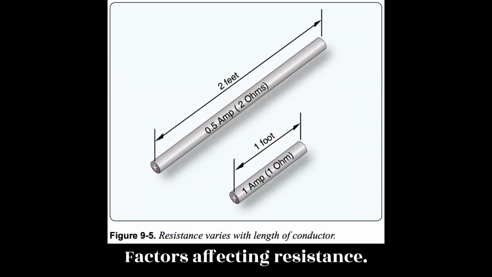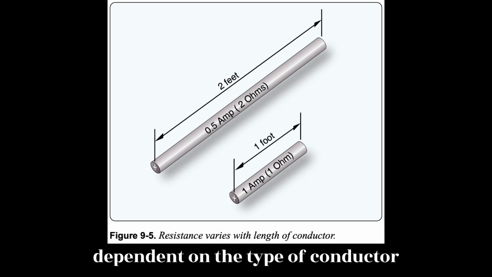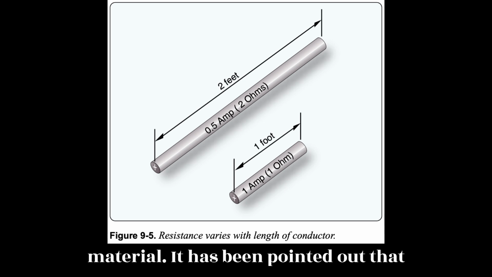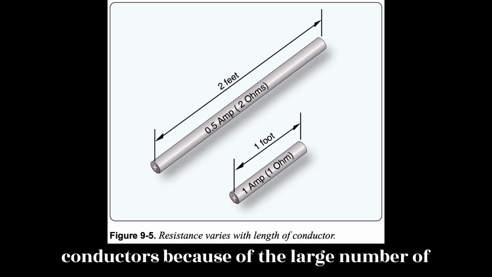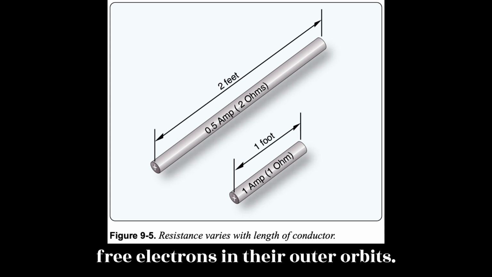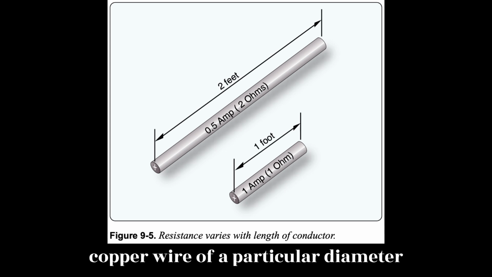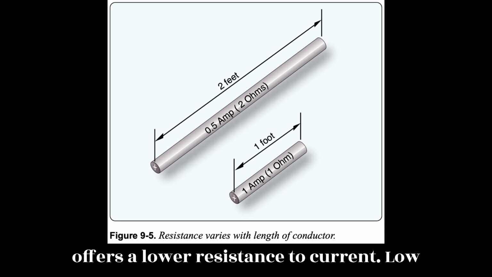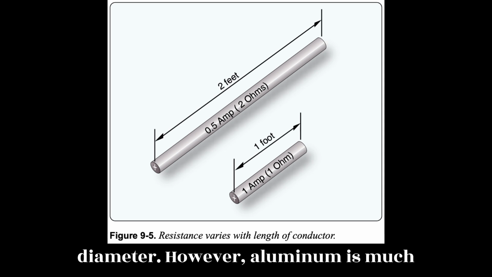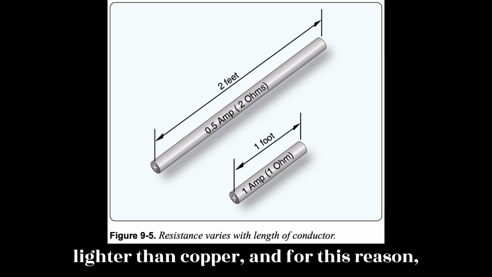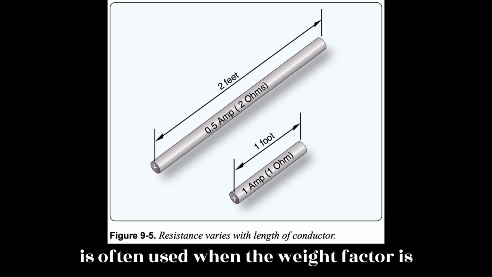Factors affecting resistance. The resistance of a metallic conductor is dependent on the type of conductor material. It has been pointed out that certain metals are commonly used as conductors because of the large number of free electrons in their outer orbits. Copper is usually considered the best available conductor material, since a copper wire of a particular diameter offers a lower resistance to current flow than an aluminum wire of the same diameter. However, aluminum is much lighter than copper, and for this reason, as well as cost considerations, aluminum is often used when the weight factor is important.